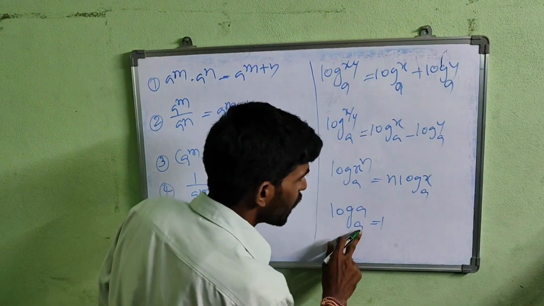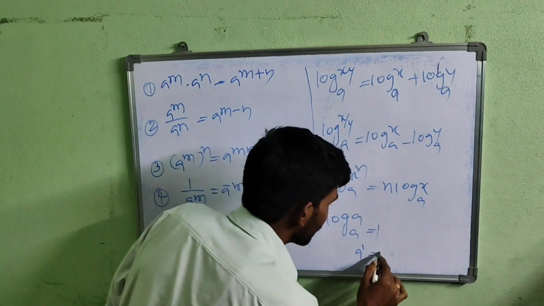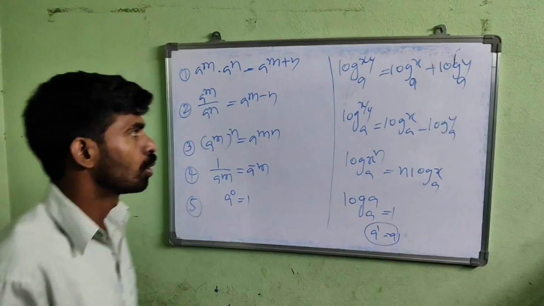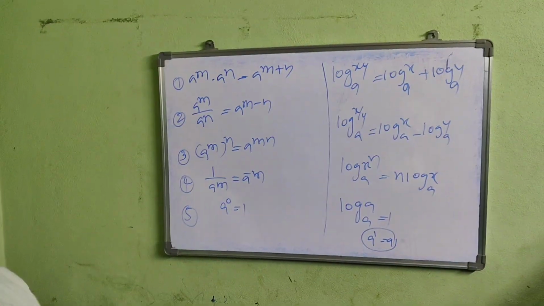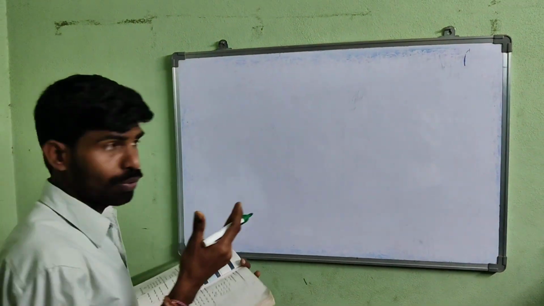Why? A power 1 equals how much? A. That's why log of a to the a is equal to 1. You need to remember this, it is very important. One question is there, we need to solve this one using these formulas.